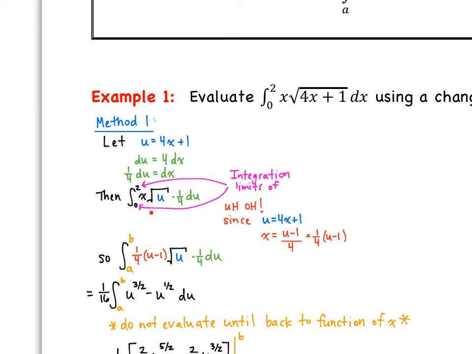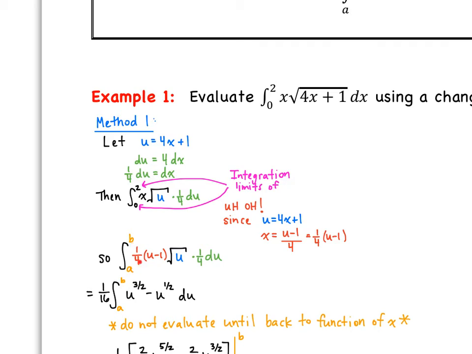So when we take care of this x, we have to remember, since u equals 4x plus 1, I can solve for this x so it's in terms of u. So we subtract 1 and divide by 4. So x is really equal to 1/4 times (u minus 1). We're going to substitute that back in for the x value up here. But notice now that I changed my limits to just a and b, because 0 and 2 were in terms of x, but we don't have our integral in terms of x. So I'm just going to keep those a and b for now.